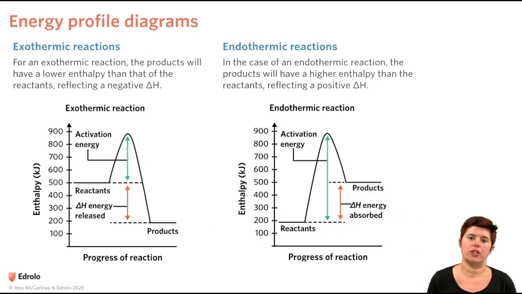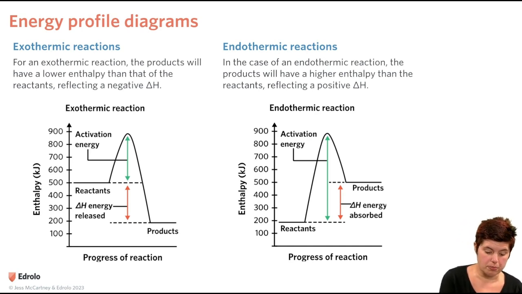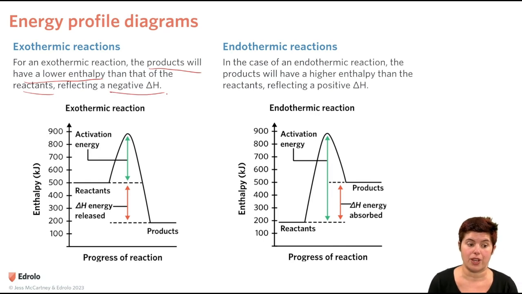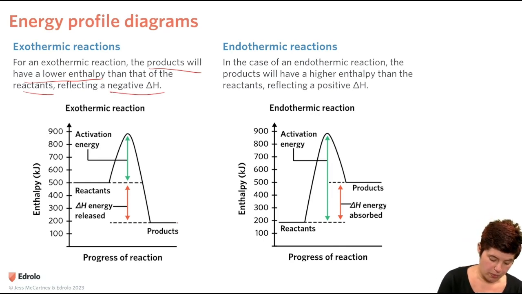So here are some neat little diagrams for us to look at again, and these are so important in chemistry, so we're going to look at these a lot. They look different between an exothermic and an endothermic reaction. So let's look at an exothermic one first. Remember that in an exothermic reaction, the products will have a lower enthalpy than the reactants, and this will have a negative delta H, as stated before. So you can see the products are lower and the reactants are here.